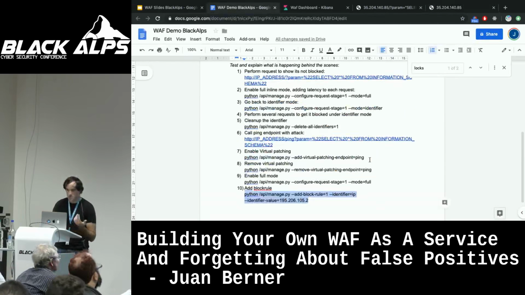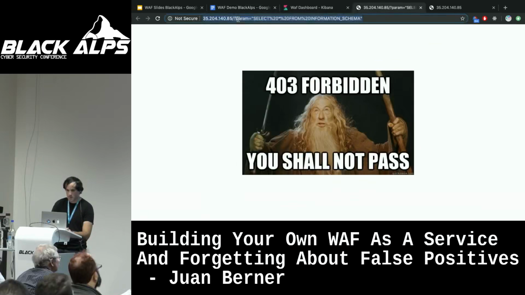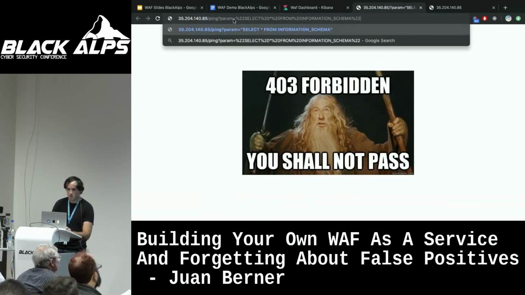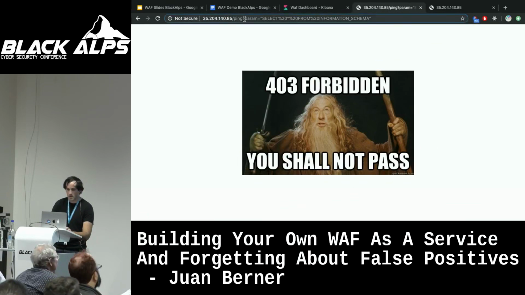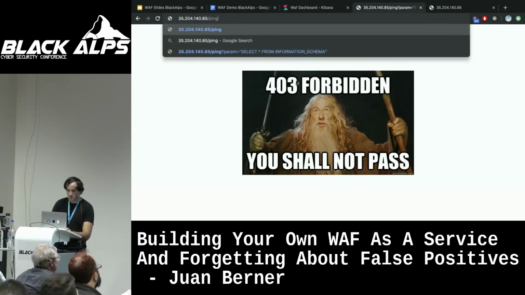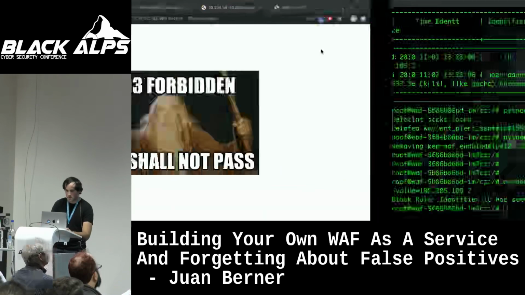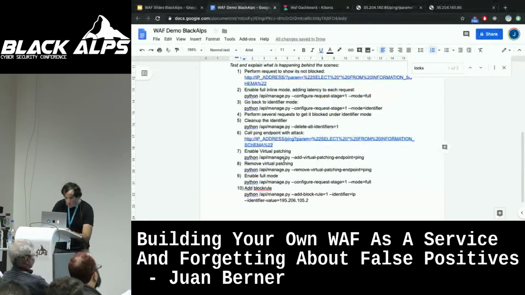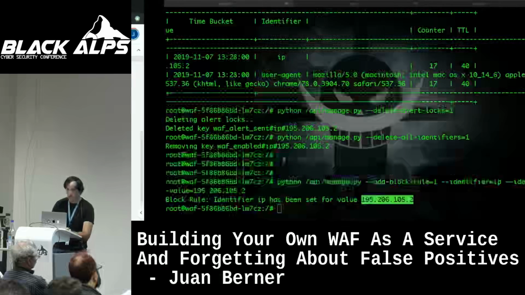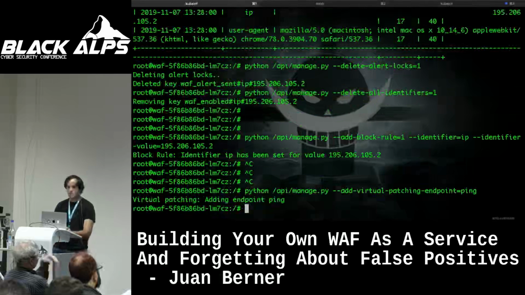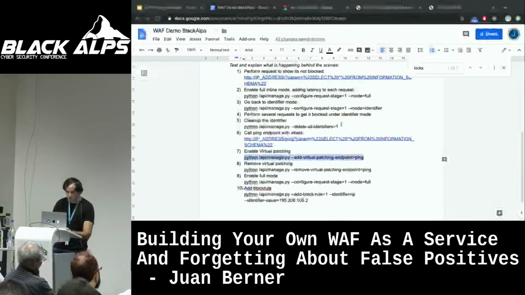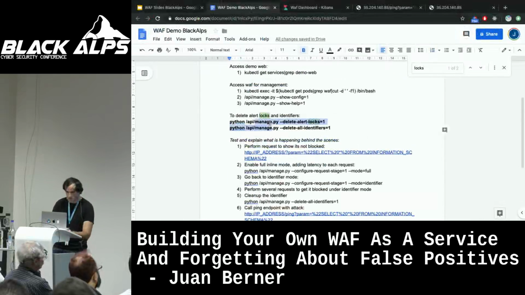And finally, you can also do the virtual patching. Let's say that you know that this particular ping endpoint has a vulnerability. You could configure and say that you want to add the virtual patching for that particular endpoint. That basically means that any request that goes to that particular endpoint is not going to check if this is malicious or not. So let me delete the identifiers again.